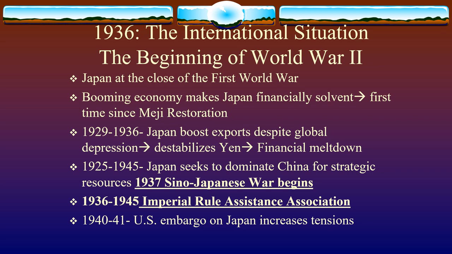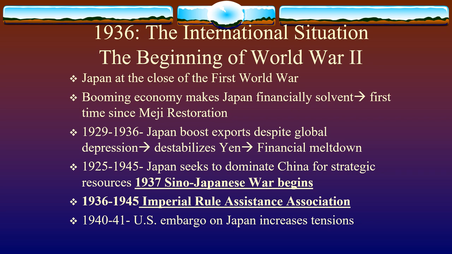Now, 1936 to 1945, I have it down there. And this is the actual name of the Japanese Militarist Nationalist Party. Now, in Japanese, it's a really, really long name. For the purpose of this class, we're going to call it the Imperial Rule Assistance Association. Now, take a look at that name, the Imperial Rule Assistance Association. It sounds perfectly benign. There's nothing dangerous about that. It's the Imperial Rule Assistance Association, and that's the name of the party.